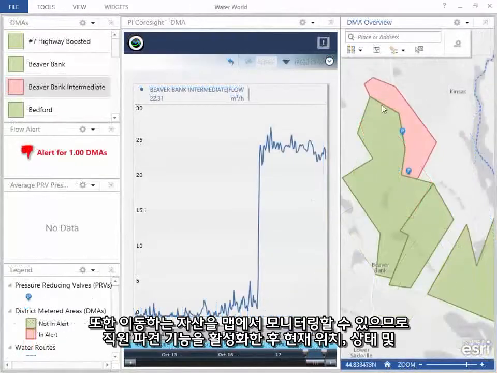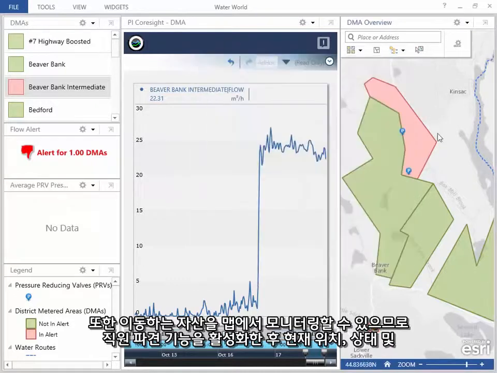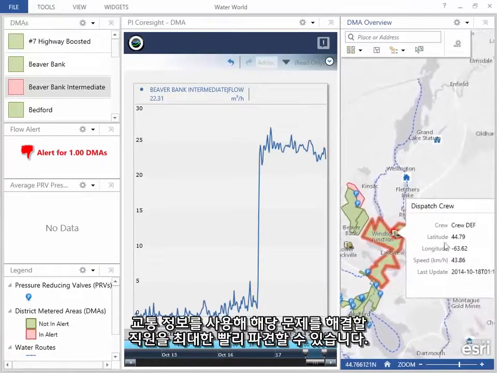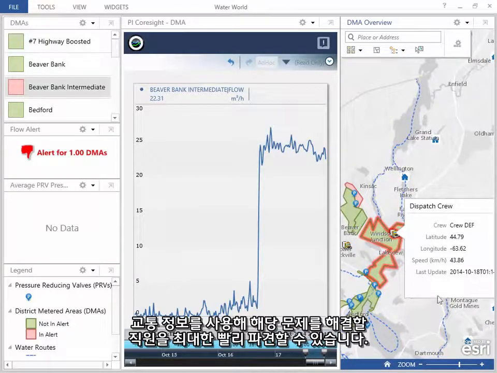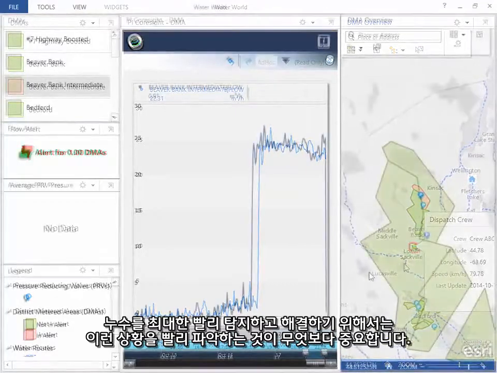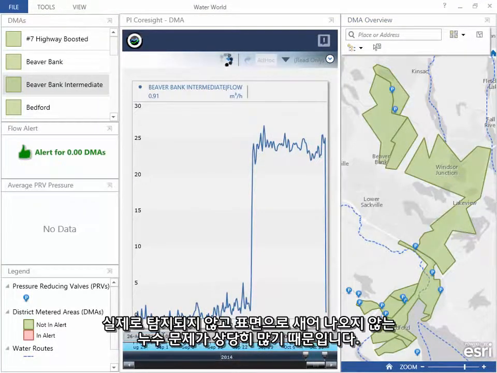Since moving assets can also be monitored on the map, dispatch crews are enabled, and current location, status, and traffic information are used to dispatch the crew that will be able to fix the problem in the minimum amount of time. Faster notification is the first step to finding and reducing the runtime of the leak, as many leaks go undetected and do not surface.